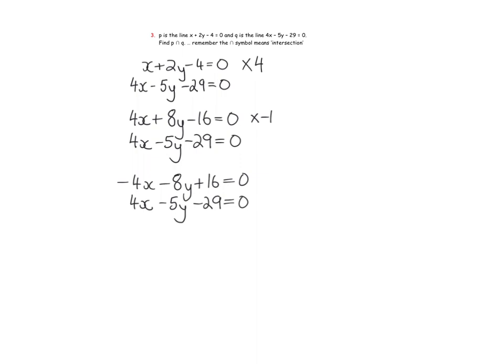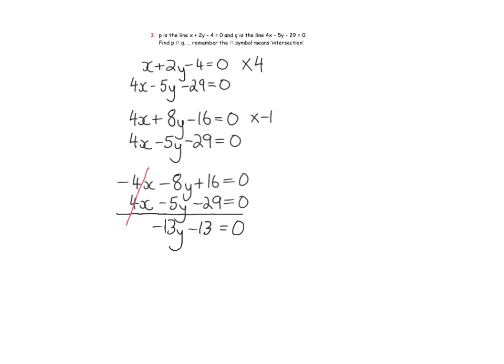x. So we underline the second line, and then we say minus 4x plus 4x will give us 0. Minus 8y minus 5y will give us minus 13y. And 16 minus 29 will give us minus 13, and that's equal to 0.